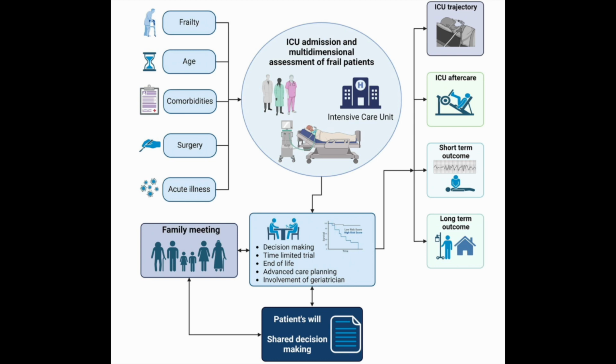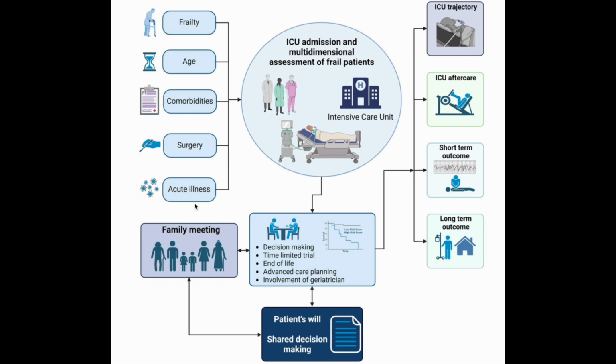So, to summarize, before the patient gets admitted to the ICU, we look at various factors. Frailty is the most important of them because this is the indicator of the physiological reserve of the patient. Apart from that, you take into account the age, the comorbidity, whether the patient is going for an elective surgery or the patient has an acute medical illness. Based on this, the admission decision and a multi-dimensional assessment of the frail patient is to be done.